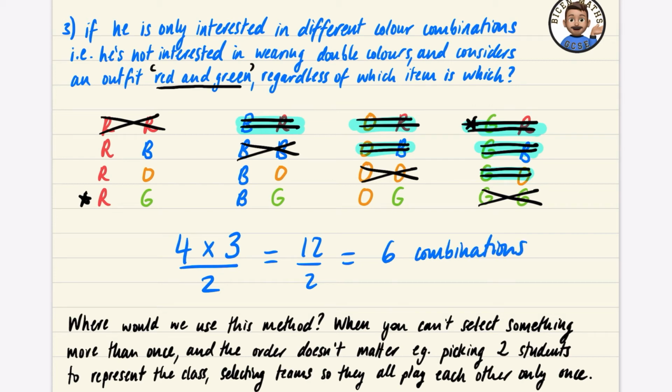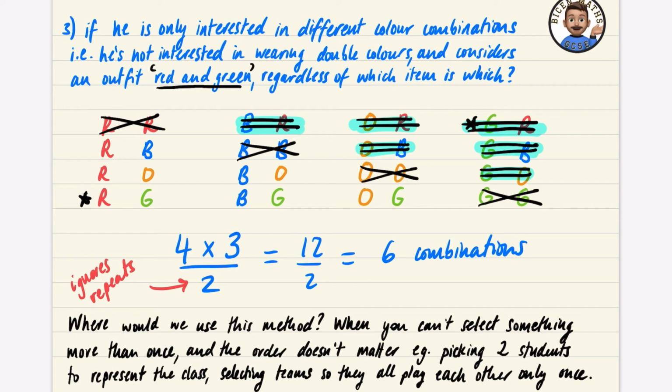So I'm not going to write these bits that I did before, but the 4 times 3, that's the number of ways you can choose the first thing, the number of ways you can choose the second thing, because you couldn't choose the first thing again, and dividing by 2. And that dividing by 2, what it does is it ignores repeats.